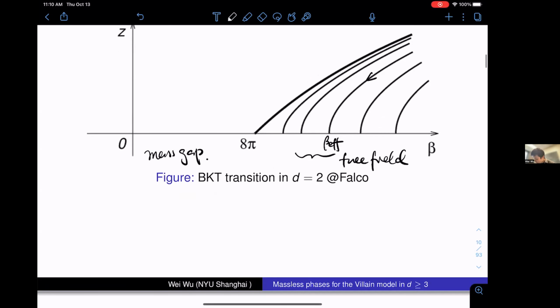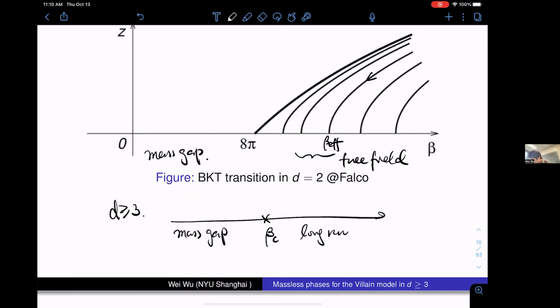Now, what happens in dimensions greater than or equal to 3 is a little bit different. As we said, at high temperatures, there is this beta critical. So at high temperature, you would also expect a mass gap. At low temperature, you do have symmetry breaking or long range order. But on top of that, you would expect the Goldstone mode.